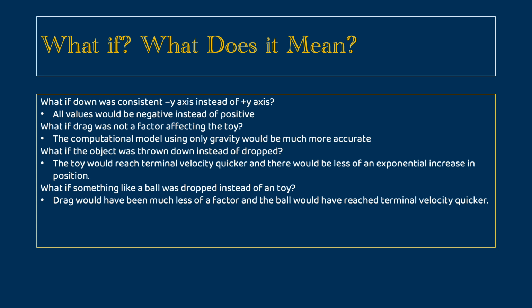What if the object was thrown down instead of dropped? Then the toy would reach terminal velocity quicker, and there would be less of an exponential increase in position. And finally, what if something like a ball was dropped instead of this toy? Then the drag would have been much less of a factor, and the ball would have reached terminal velocity much quicker.